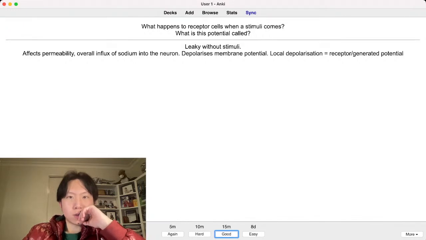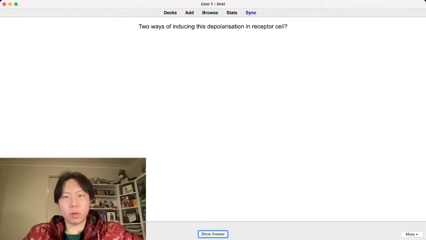Generator potential. They're leaky without stimuli, which affects permeability. There are two ways of inducing this depolarization.